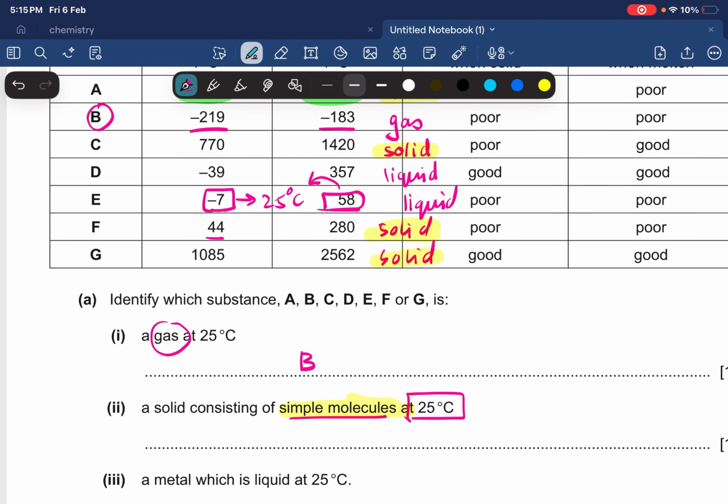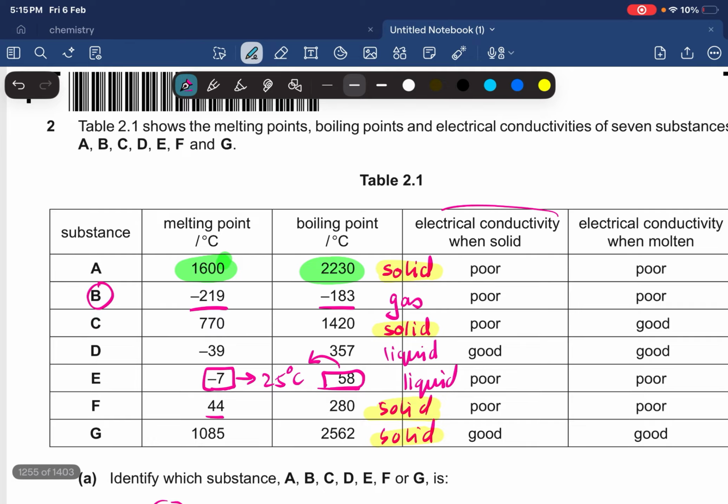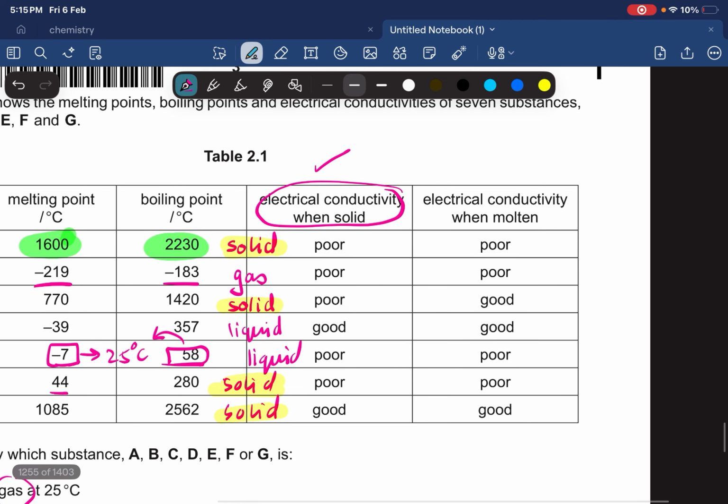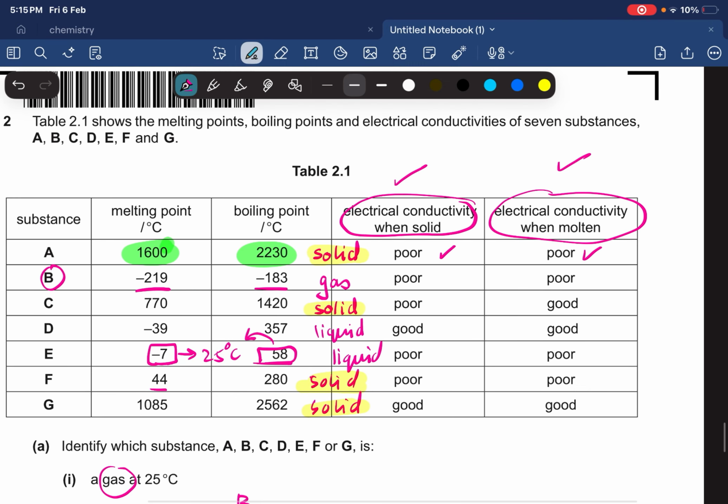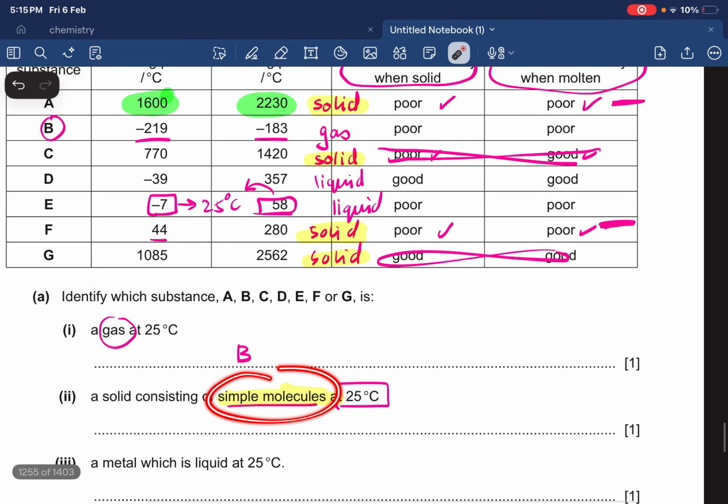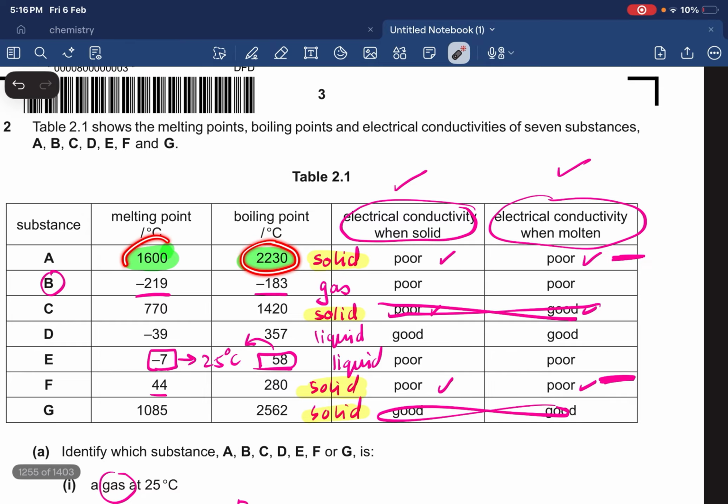Simple molecule means that electrical conductivity in solid should be poor, and electrical conductivity in molten should also be poor. So poor, poor, and then poor, good, this cannot be possible. Then poor, poor, this is possible, and good, good, not possible, right? So we are looking over here for poor, poor, but since we're dealing with simple molecules, we should have low melting and boiling point, right? So over here the melting and boiling point for option A is very high, so we cannot consider option A, right? We have to consider option number F.